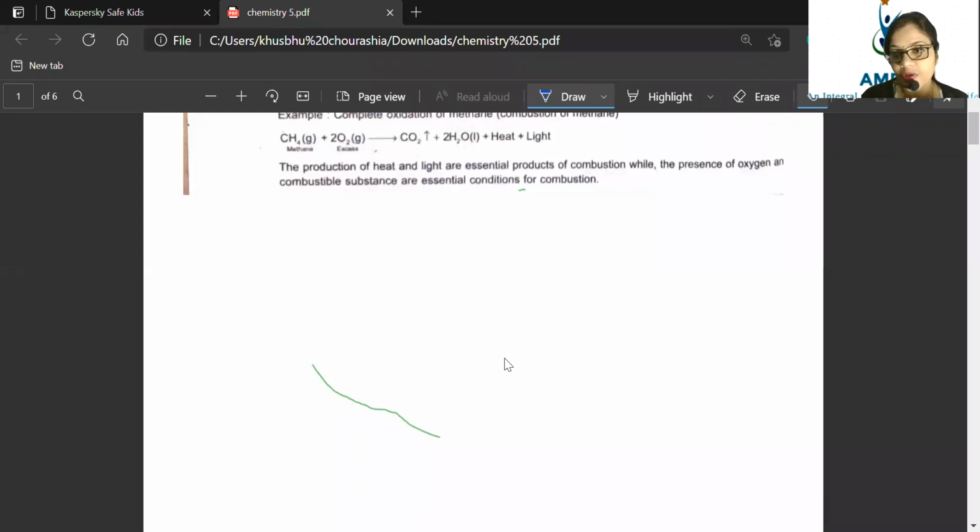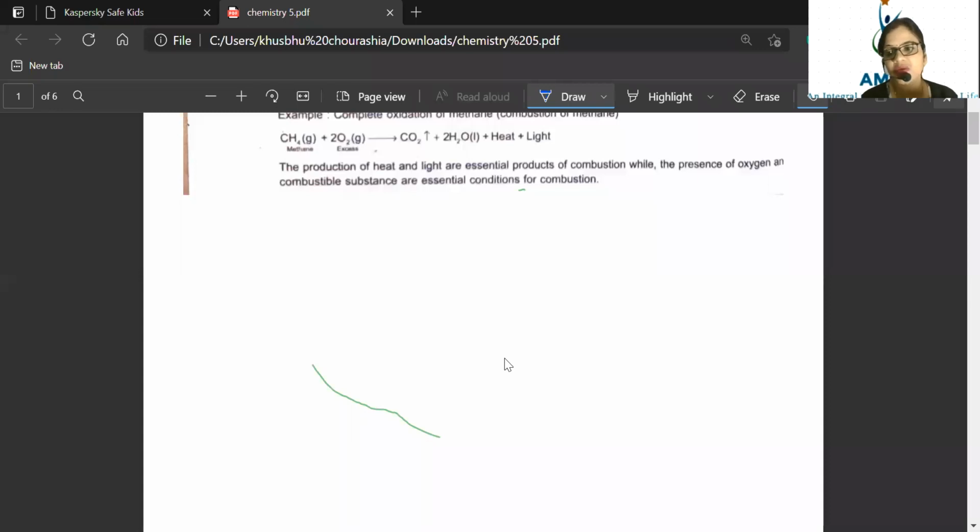I informed you right now that whenever you see oxygen present in the reactant, it will definitely go for an exothermic reaction. Because if a combustible substance is present on the reactant side, it will combine with oxygen and undergo combustion. And if it undergoes combustion, heat will be released, and that type of reaction will be an exothermic reaction.